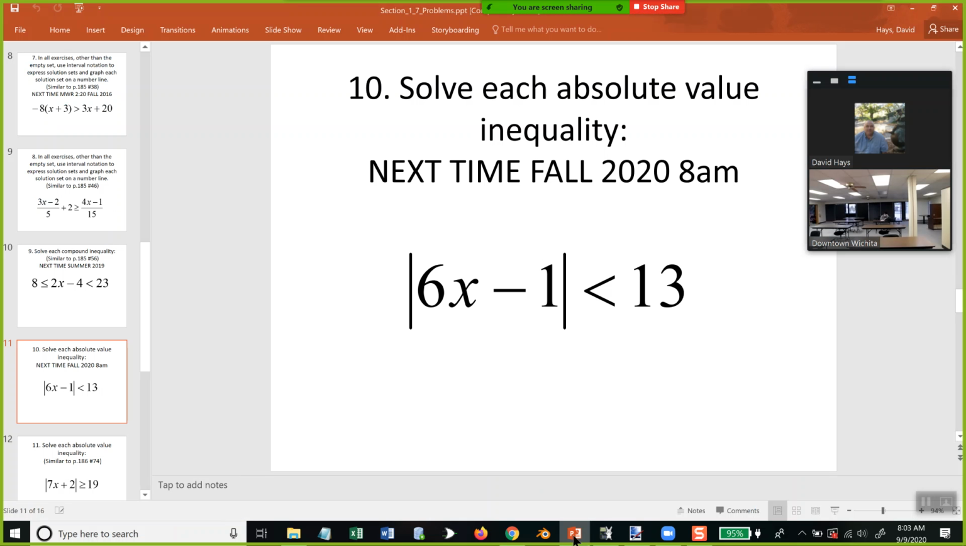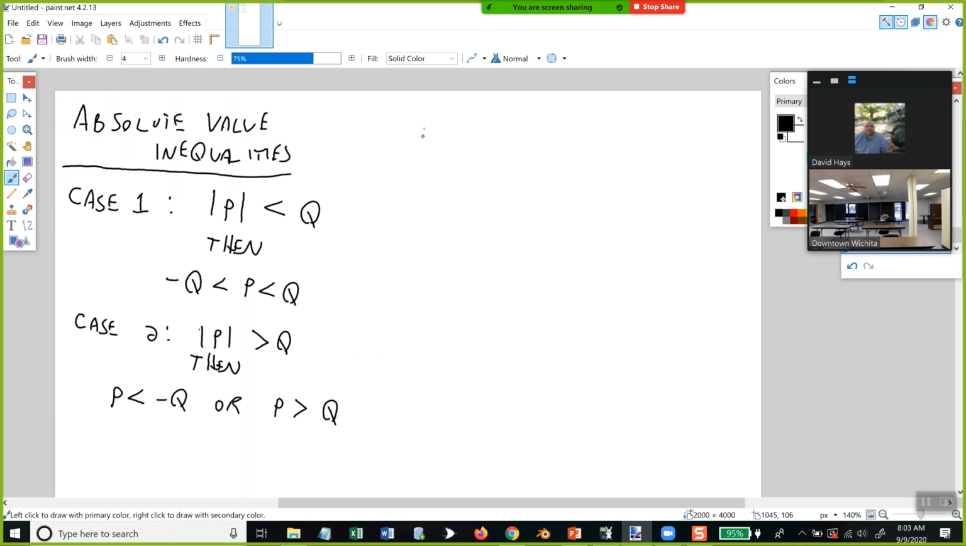So let's take a look at this problem. The absolute value of 6x minus 1 is less than 13. Of course, it's an absolute value inequality because it's got an inequality symbol and it's got an absolute value. The forms here have to have the absolute value by itself on the left side. Nothing before it, nothing after it, simply absolute value of something, which is what we have. So what's inside our absolute value will be our P, and the other side will be our Q.